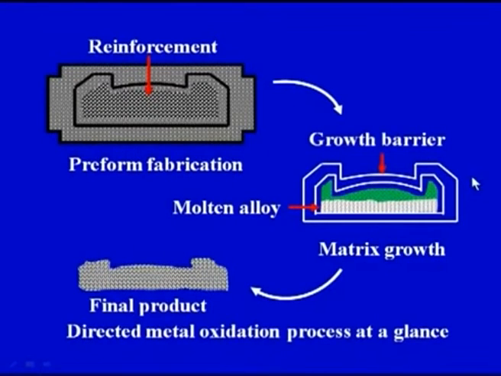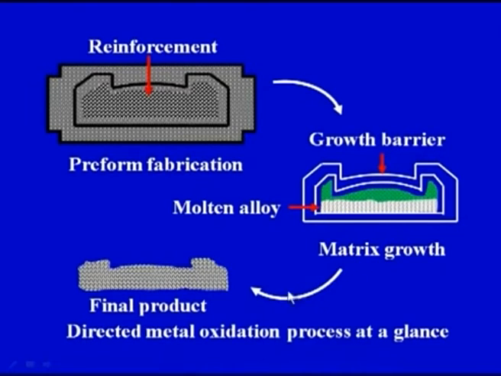Now let us see some other points related to the process, and we will try to understand these points with the help of a diagram. On your screen you can see, first and foremost is the preform fabrication. As we have seen in the previous slide, we have to make a preform. This is the preform. Now the next point is the growth barrier. The white line acts as the growth barrier. We have a molten metal which is subjected to the directed oxidation, and the reaction products will form the matrix material. So this is the molten metal.